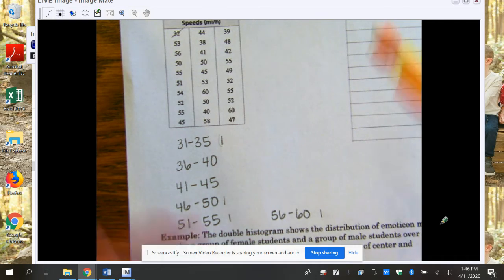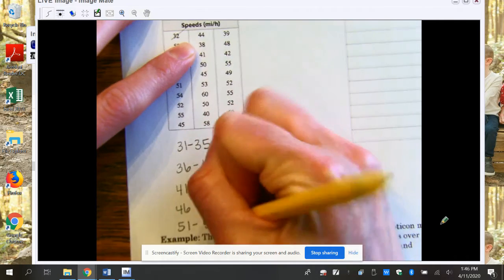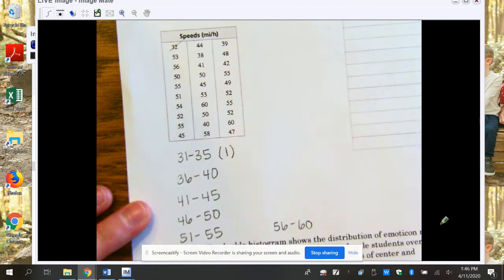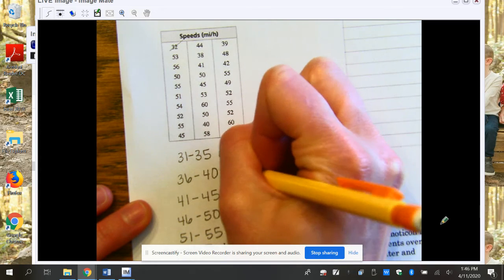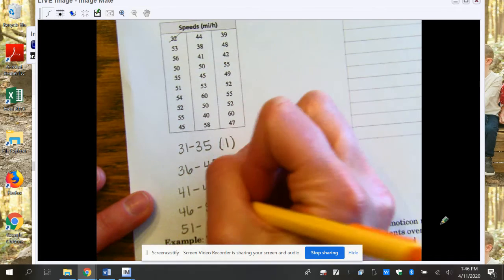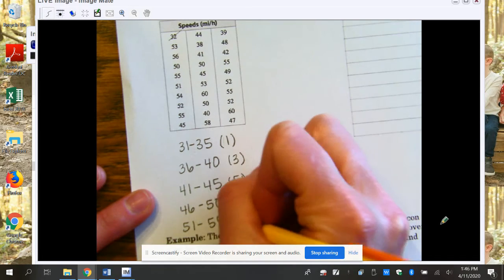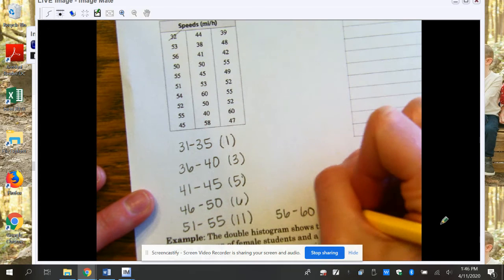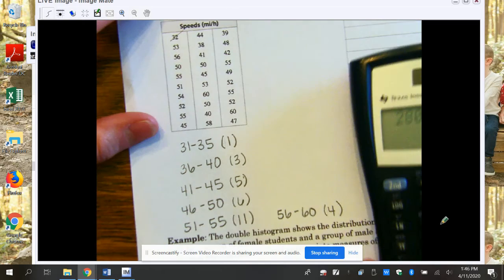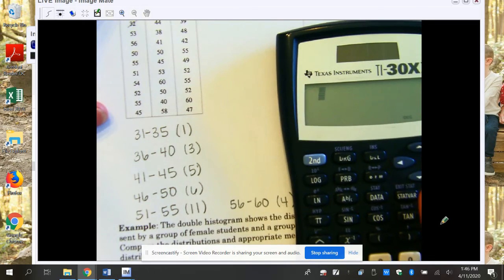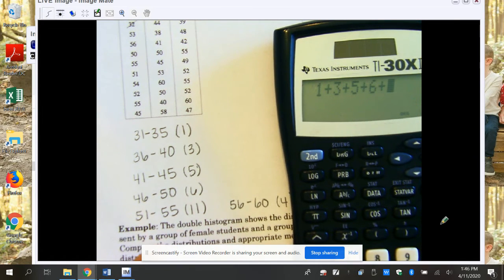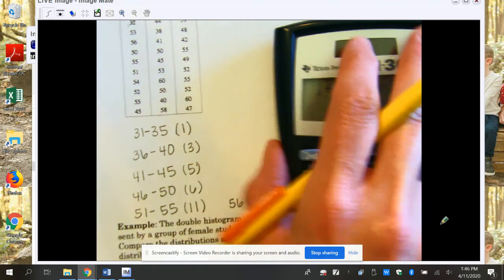Okay. Now again, just to save a little bit of time, I'm just going to go through and organize this for you. So there was one value here, 3 here, 5 in this interval, 6 in this interval, 11 in this interval, and 4 in this interval. And it's never a bad idea when you're organizing, especially a decent amount of data, to verify, just add them all together. We should get 30. So 1 plus 3 plus 5 plus 6 plus 11 plus 4 is 30. Okay, we're good here.